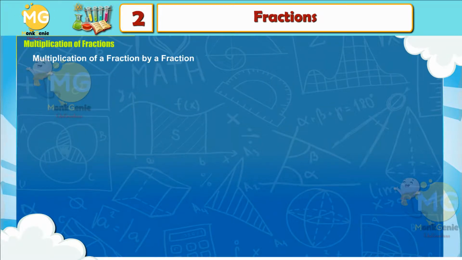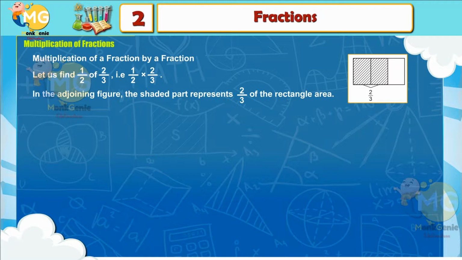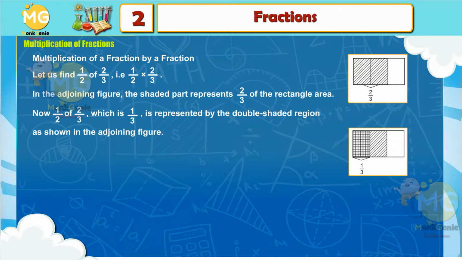Multiplication of a fraction by a fraction. Let us find 1/2 of 2/3, that is 1/2 multiplied by 2/3. In the adjoining figure, the shaded part represents 2/3 of the rectangle area. Now, 1/2 of 2/3, which is 1/3, is represented by the double shaded region as shown in the adjoining figure. Hence, 1/2 of 2/3 is equal to 1/2 multiplied by 2/3, which is equal to (1 multiplied by 2)/(2 multiplied by 3), which is equal to 1/3.